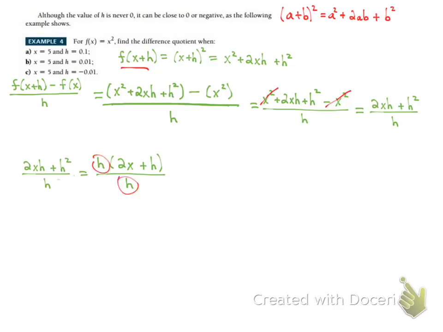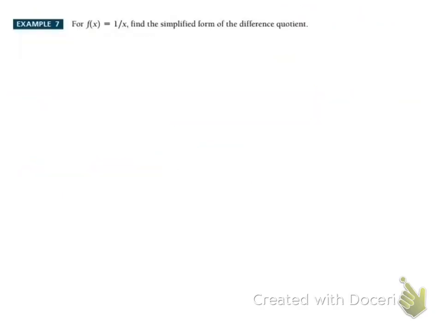Now we see we have this common factor of h on the top and bottom, so we can cancel that common factor, and all we're left with is 2x plus h. So now this is the simplified form of the difference quotient. Okay, let's find the simplified form of the difference quotient.